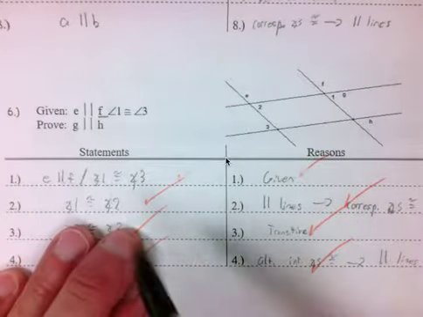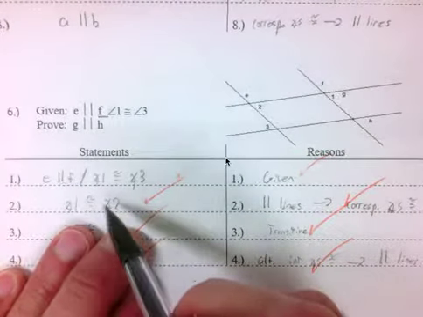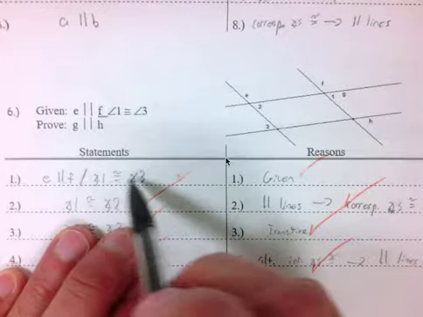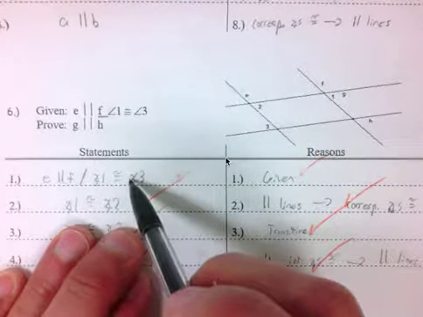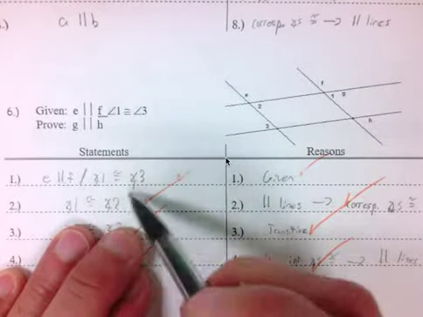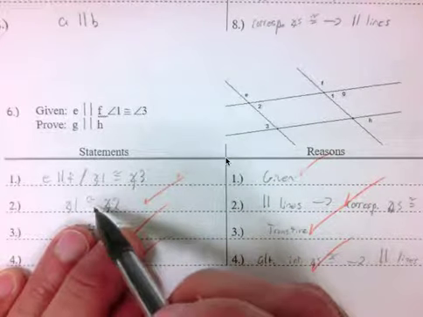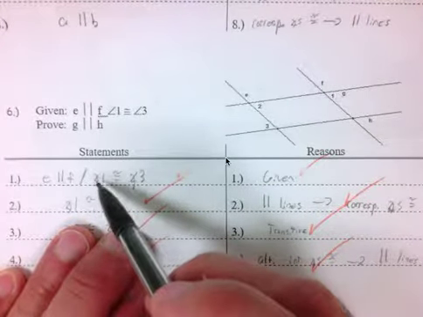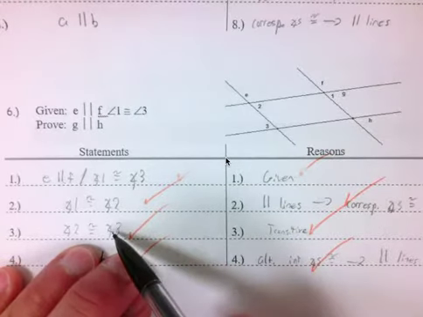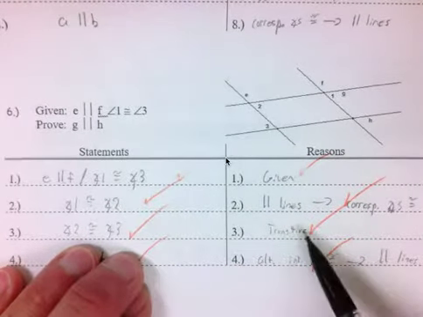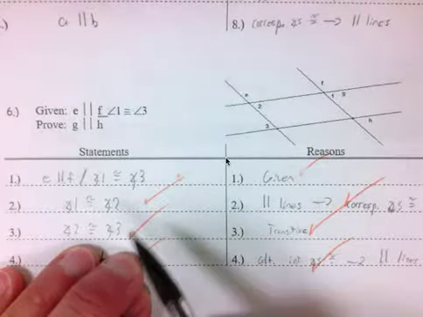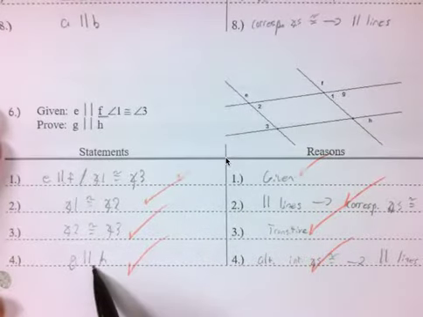So step 3, I know that angle 1 is congruent to angle 2, but I also know that angle 1 is congruent to angle 3. So I can connect these two relationships together by the transitive property. They both share angle 1. So I can say angle 2 is congruent to angle 3. That's the transitive property. And then your proof statement is G is parallel to H.